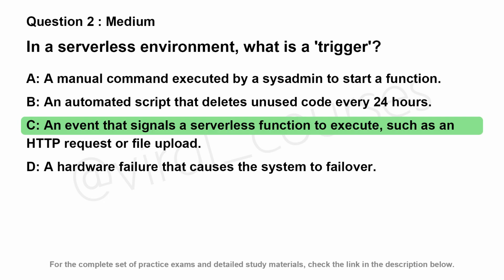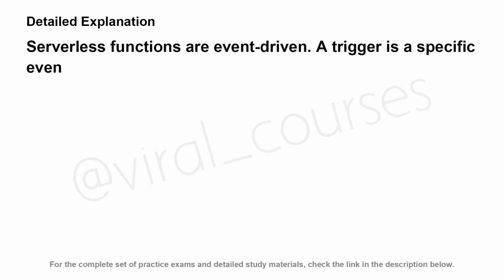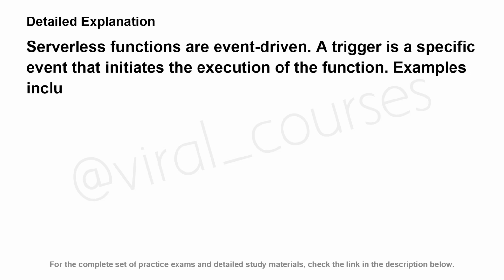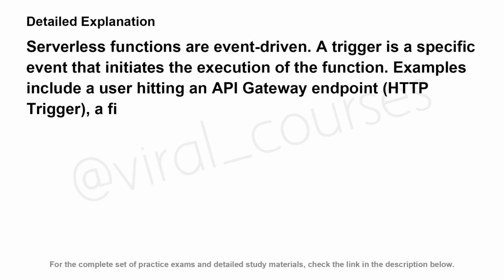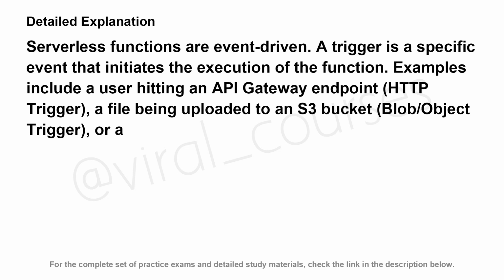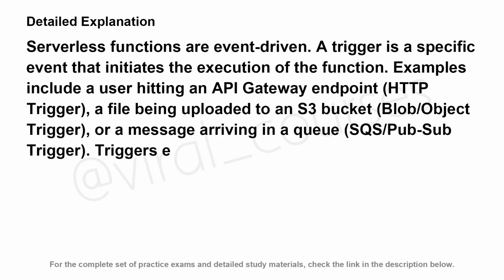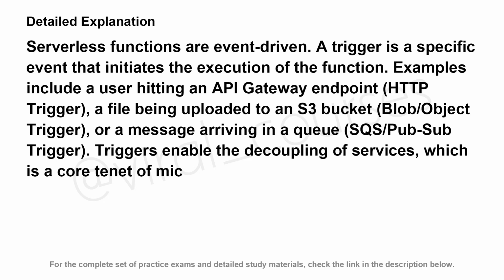The correct answer is C. Serverless functions are event-driven. A trigger is a specific event that initiates the execution of the function. Examples include a user hitting an API gateway endpoint (HTTP trigger), a file being uploaded to an S3 bucket (blob or object trigger), or a message arriving in a queue (SQS or Pub/Sub trigger). Triggers enable the decoupling of services, which is a core tenet of microservices architecture.